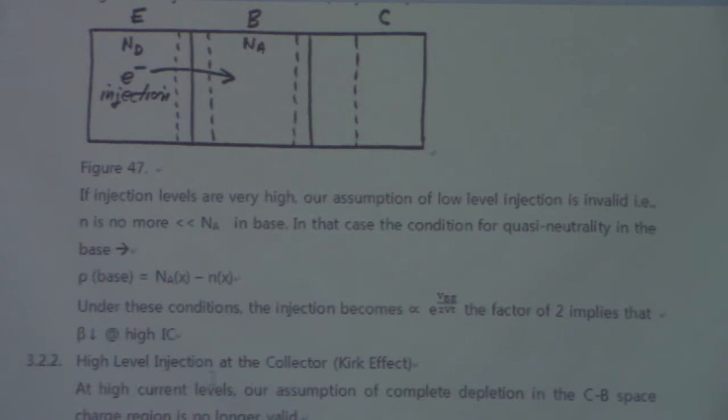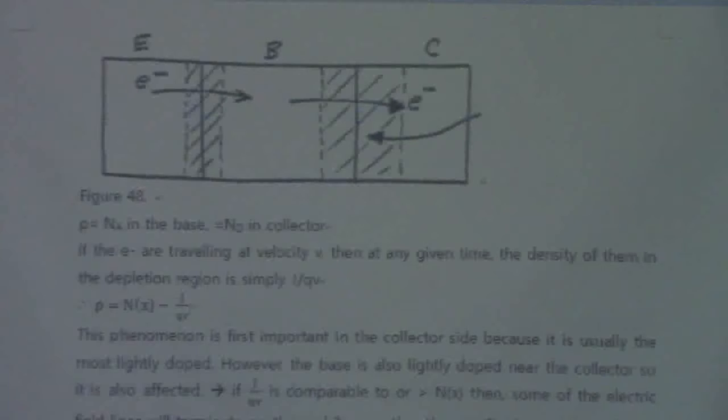And the high level injection at the collector, that is the Kirk effect, is once again related to the extra charges which can happen on the base, okay, by the injection.